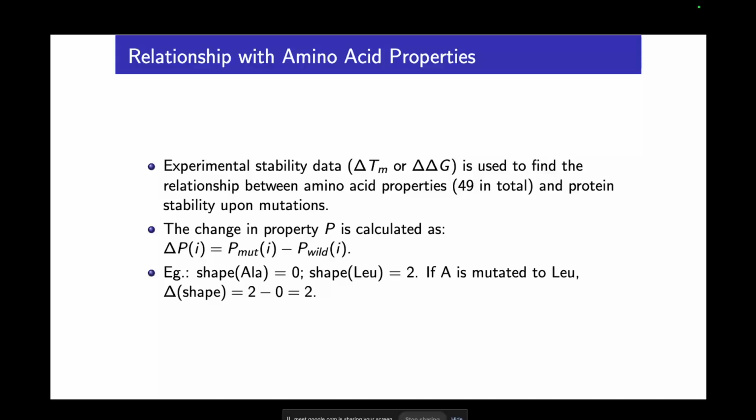Experimental stability data is also used to find the relationship between amino acid properties and protein stability upon mutations. Basically, delta P is calculated as the difference between mutated and wild type. So depending on the values that you are calculating, you subtract it from what, right?